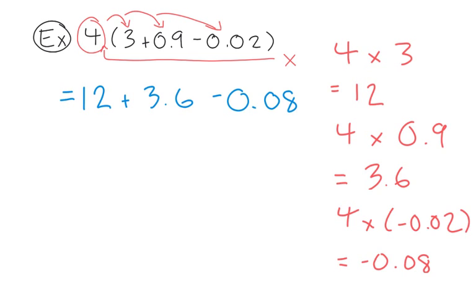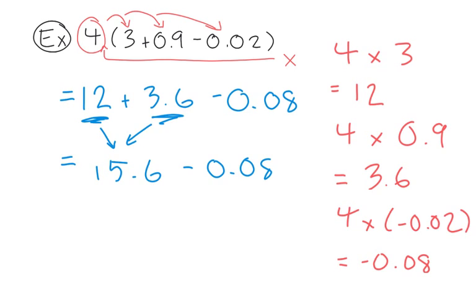If you want to, you can solve this with your calculator in one step, or you can use multiple steps. I'm just going to write multiple steps. So the first thing we're going to look at is 12 plus 3.6. That gives us 15.6. I'm just going to make little arrows to show you how we got 15.6. This negative 0.08 tags along. The last step is to take 15.6 and subtract 0.08 from it, which will leave us 15.52 as our final answer.